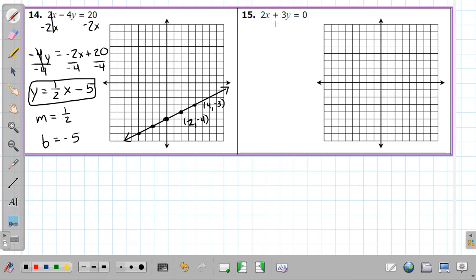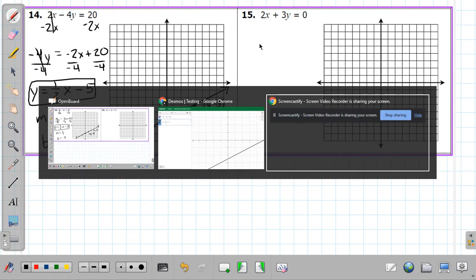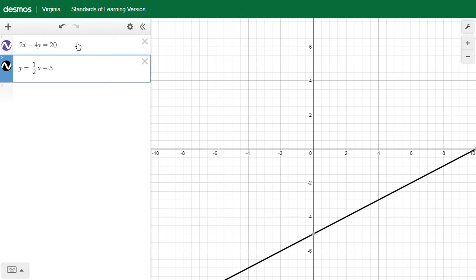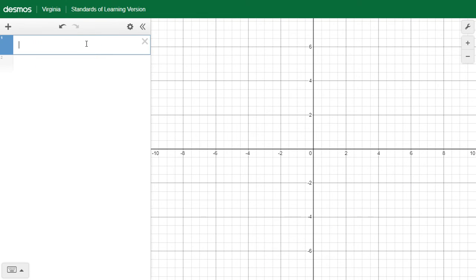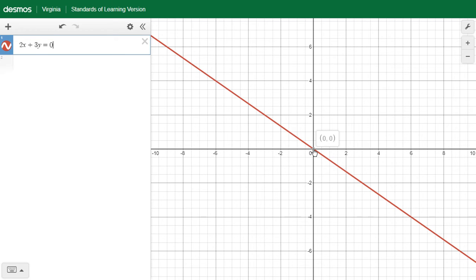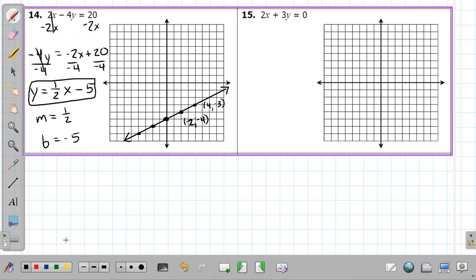Number 15, this one's a little tricky, so let's go ahead and graph it first. 2x plus 3y equals 0. So that's our line. Notice it goes through the origin, 0, 0. So when we solve this, we should get a y-intercept of 0. Well, let's go through and actually do this.